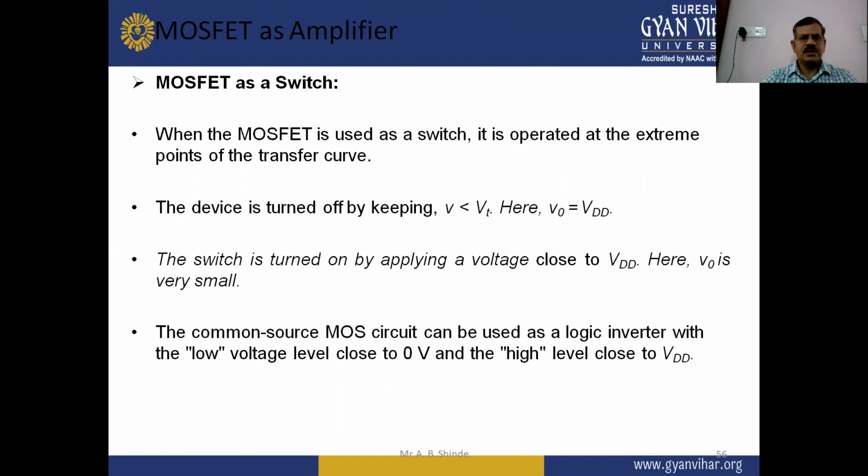Now, the MOSFET used as a switch. When the MOSFET is used as a switch, it is operated at the extreme points of the transfer curve. The device is turned off by keeping Vi less than Vt. Here, V0 equals VDD. The switch is turned on by applying a voltage close to VDD. Here, V0 is very small. The common source MOS circuit can be used as a logic inverter with the low voltage level close to 0 volts and the high level close to the DC voltage VDD.